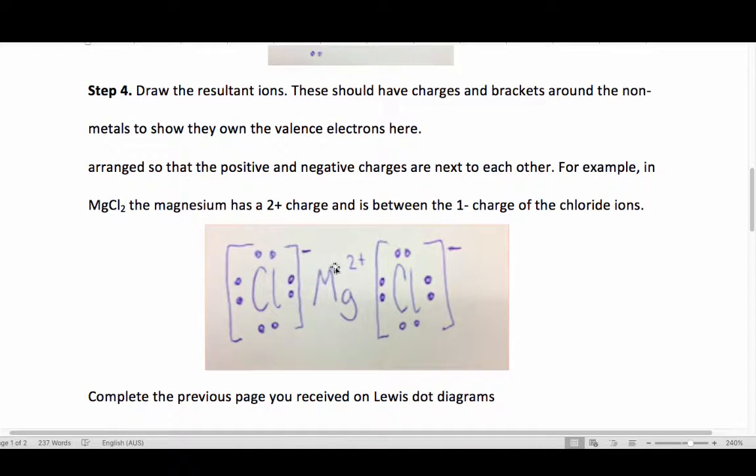So you can see here the magnesium does have a +2 charge. It doesn't have brackets around it because it has no valence electrons to own. So Mg2+ is fine for the magnesium ion. It's then surrounded on either side by the chloride ions. The chloride ions have 8 electrons because they've taken 1 from the magnesium each. Because they have these electrons there, we put a bracket around the whole thing, including the electrons, and the charge outside the bracket to say that this whole thing has a charge of -1.